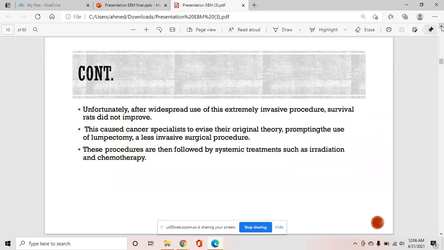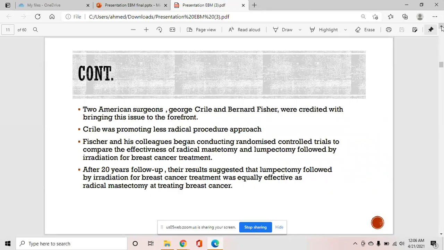Unfortunately, after widespread use of this extremely invasive procedure, survival rates did not improve. This caused cancer specialists to revise the original theory, prompting the use of lumpectomy, a less invasive surgical procedure. These procedures are then followed by systemic treatments such as radiation and chemotherapy. Two American surgeons, George Crile and Bernard Fisher, were credited with bringing this issue to the forefront. Crile was promoting a less radical approach.